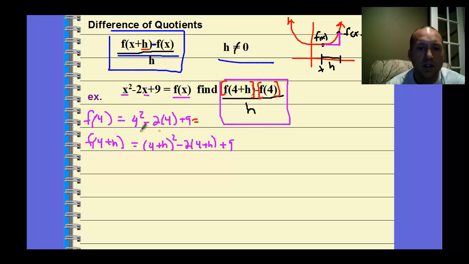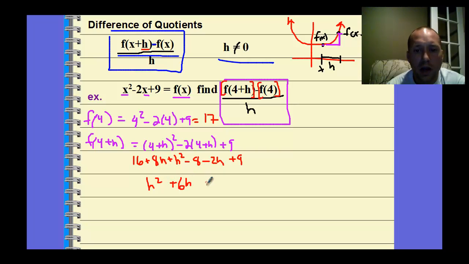So if I simplify this top, I get 16 minus 8, which is 8, and 8 plus 9 is 17. If I simplify this one, I actually need to FOIL this, so I get 16 plus 8h plus h squared. Distribute the negative 2, so negative 8 plus, or actually minus 2h plus 9. If I combine my terms, I get h squared, and then plus 6h, and then we have plus 17. So that's the function f of 4 plus h.